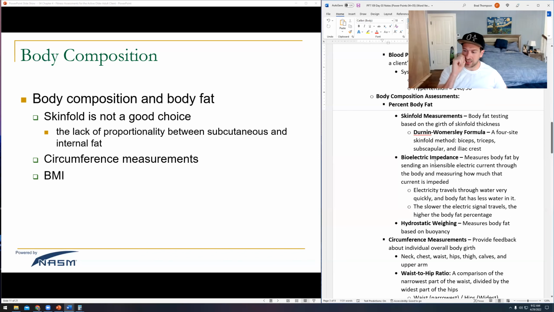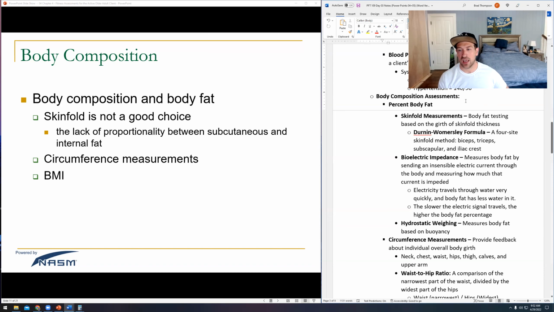So, it'll do the math for you. Okay, so next one we have to look at: we have clients who are maybe going to have weight loss goals, weight gain goals, or body composition change goals, right? So we need to know how to assess body composition at a baseline so that we can look for changes as we continue training our clients.